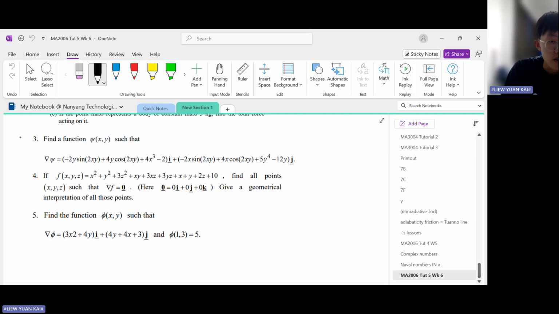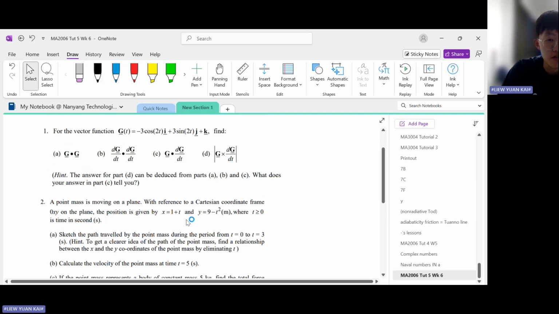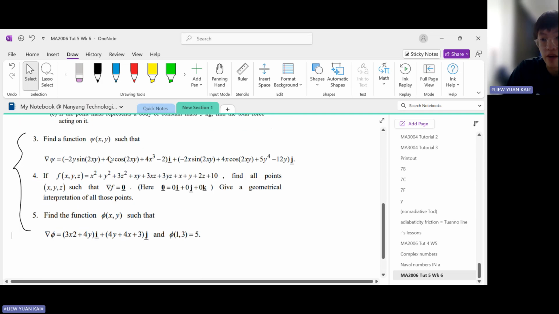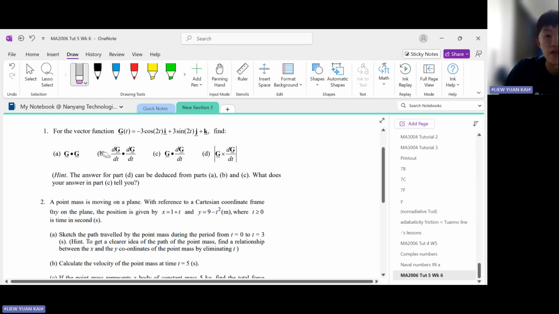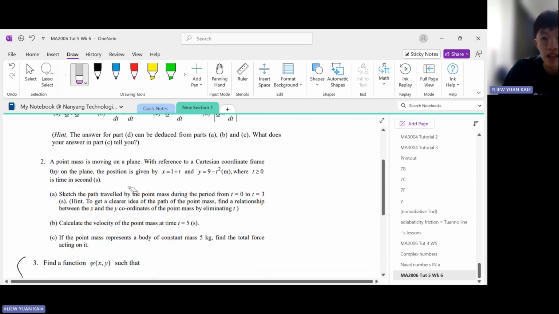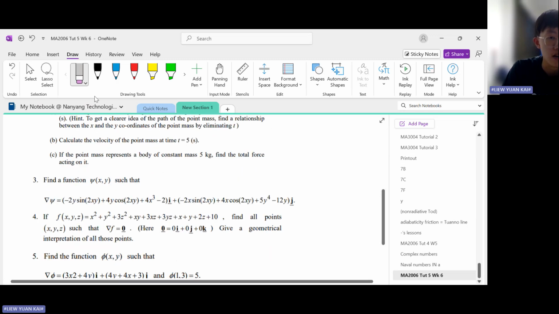I'll start with questions 3 to 5, followed by 1 to 2, because I think 3 to 5 are more exam relevant, to use my words, but there's still value in doing question 1 and 2 because they build on the basic definitions of vector calculus. Okay, so please do 1 and 2 too. There's still value in it. I'll just go through 3 to 5 first.